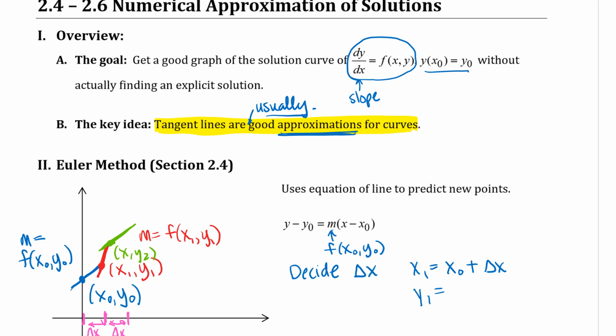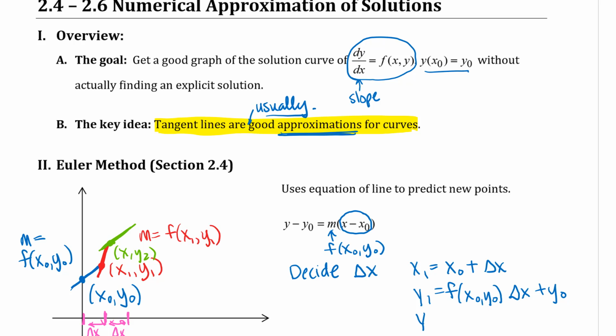I'm going to add the y0 term to the right-hand side here. So the m would be the f of x0, y0. And then the x minus x0, so at your new x-coordinate point, that's going to be your x1 minus x0, or delta x. Notice that what's in this parentheses is the difference between two x-coordinates. So essentially you just keep reiterating this process over and over again.